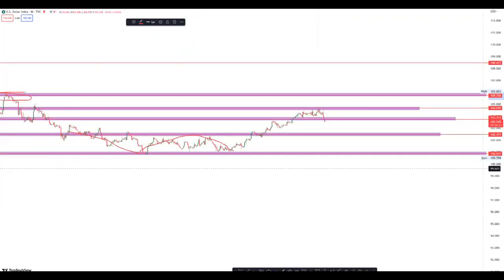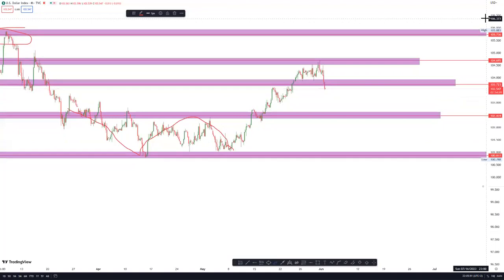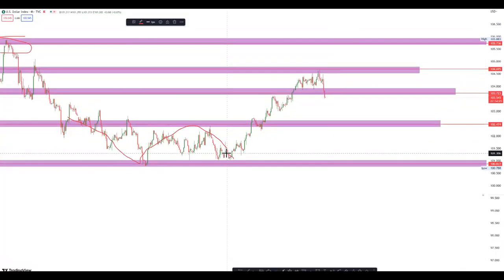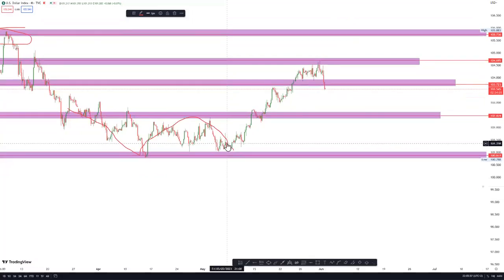So for you guys who do not know why we are analyzing the dollar index, the reason is that the dollar and gold are opposite correlation pairs. So if the dollar is buying, gold will be selling, and vice versa. If the dollar is selling, gold will be buying.